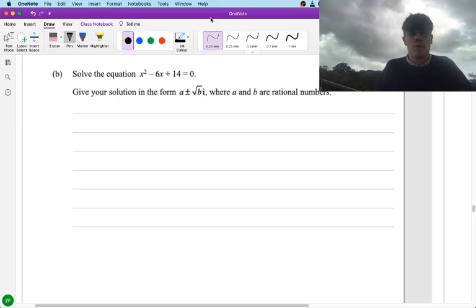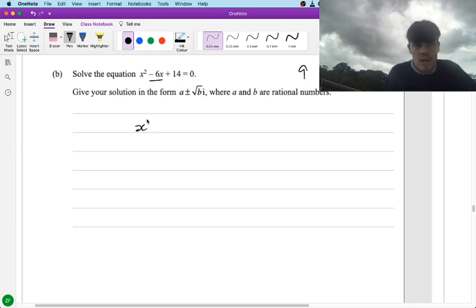Okay, so this form here is the form that completing the square comes out as. So let's just do a quick little recap on how to complete the square. All we do is we get this number here, and we divide it by 2 and then square it, and so that gets us 9. So instead of that being a 14, we want it to be a 9.